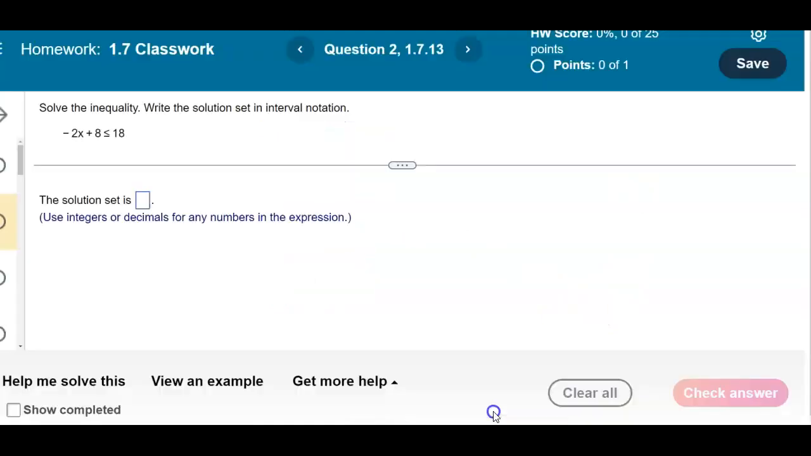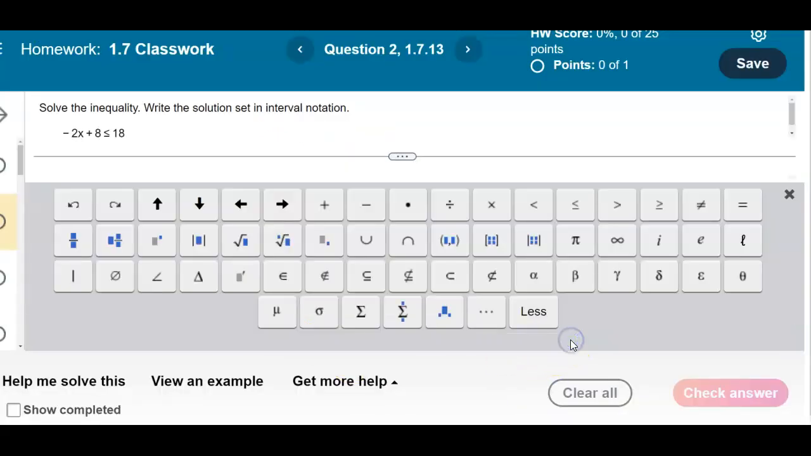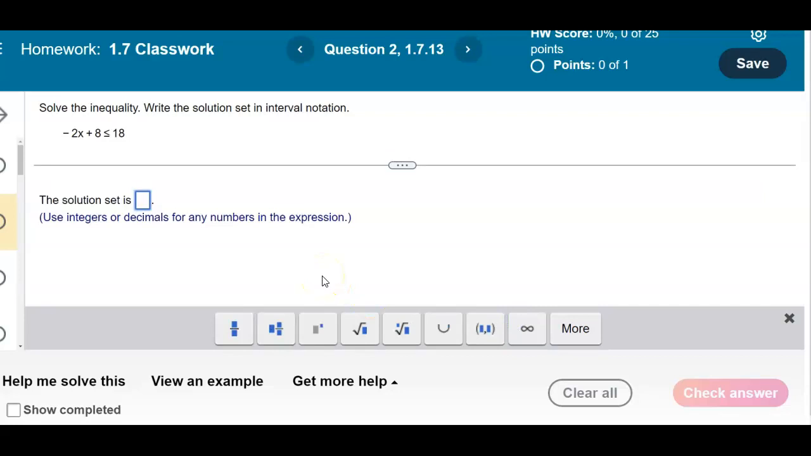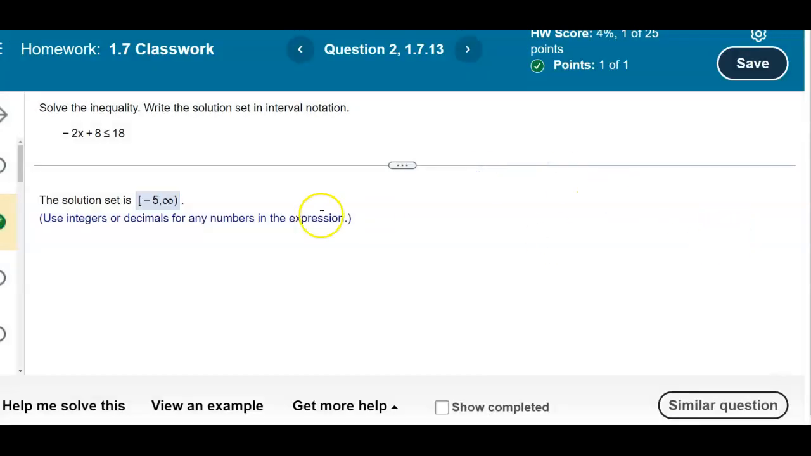So let's go ahead and put that in there. So we have a bracket. Okay, so I'm not sure if there's a bracket in here. And if there's not, you can always use your keyboard. So we have bracket negative 5, comma, positive infinity. Let me make sure this is a negative 5, and then we have our parenthesis, press check answer, and there is our result.